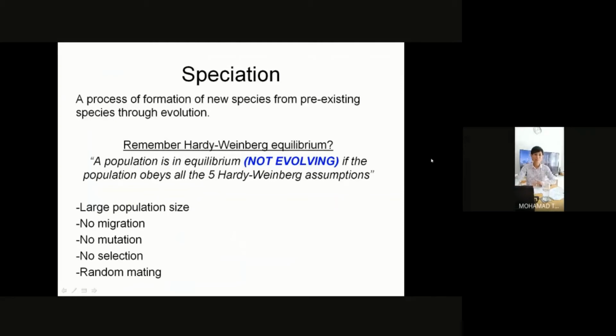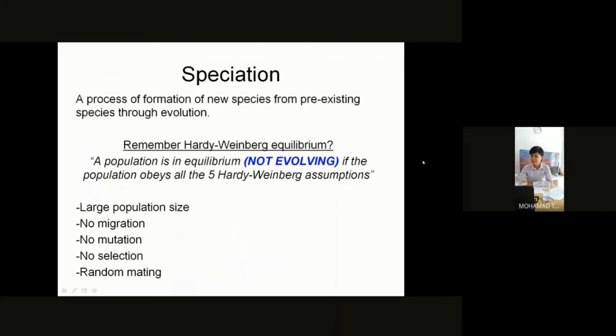Okay. For example, just for a quick example, like your genetic drift. Genetic drift occurs in a small population, so quickly it has already disobeyed the first rule of Hardy-Weinberg. So that's why genetic drift is one of the factors that could lead to speciation, simply because it occurs in a small population, quickly disobeying the first assumption of Hardy-Weinberg.